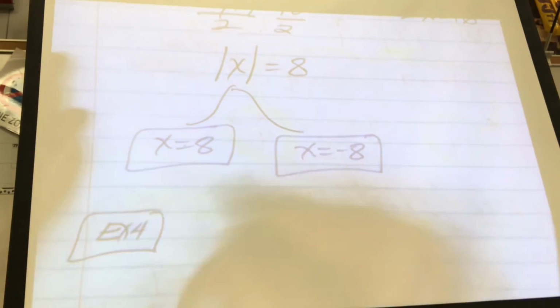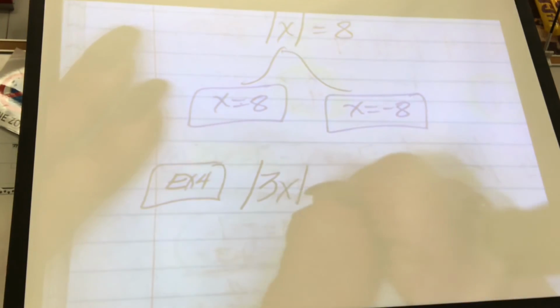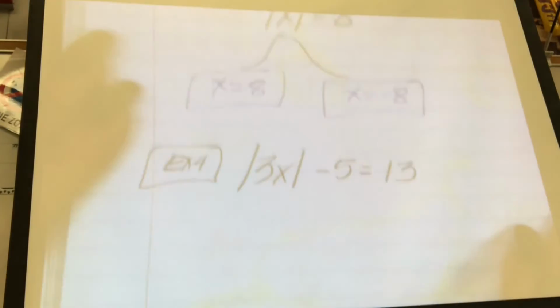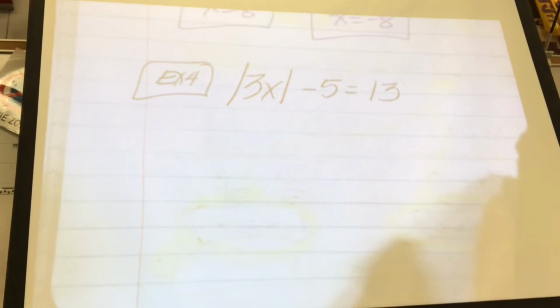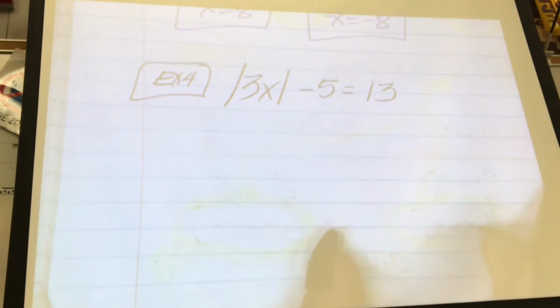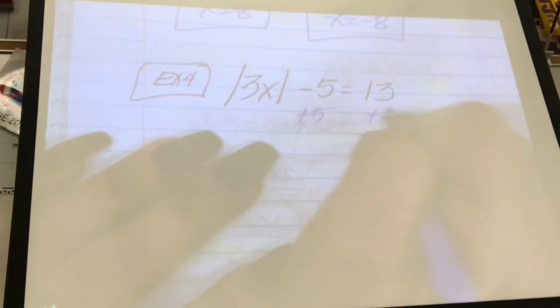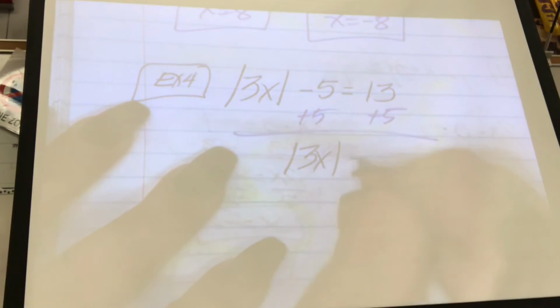Here we go. Absolute value of 3x minus 5 is equal to 13. What should I do first, Noah? You take the 3 out of the absolute value. Oh, but it's not ready yet. Why? Oh, it's minus. Very good. Now we can do what you want to do, but first we got to do this part. So the absolute value of 3x is equal to 18.